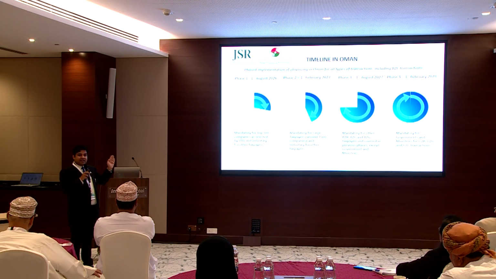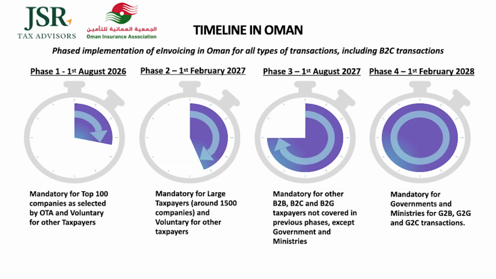Second phase, so there is a gap of 6 months in each phase. The second phase will be covering the top 1500. The third phase will be for all companies, all VAT registered, except ministries. And the fourth phase will be for ministries and government, which will start from Feb. So after 6 months, August 28, they will complete the full rollout of e-invoicing.